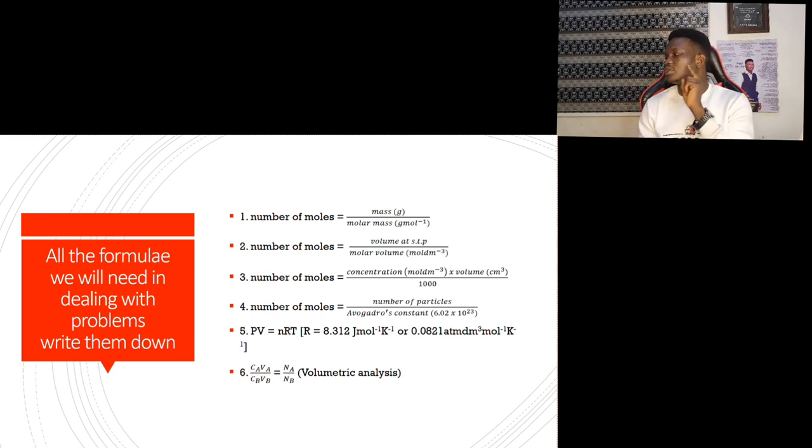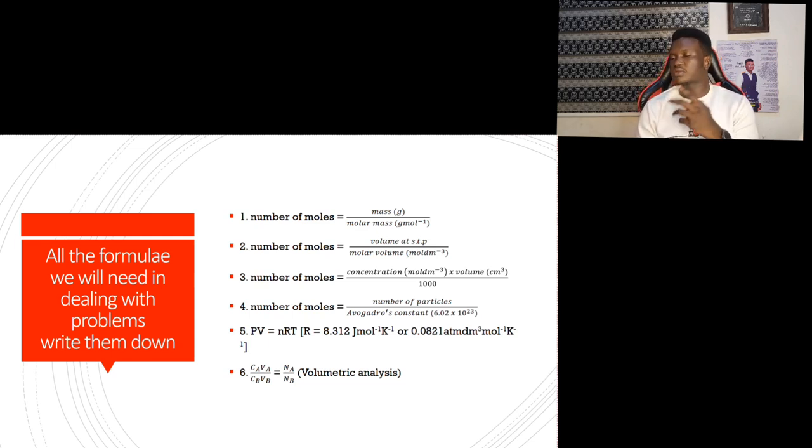Then the next one says that PV equals nRT. That's called an ideal gas equation. You learn that if you are dealing with kinetic theory. And one of the things we note about that is that it is R. You can see the units of R I have there that are used to determine what your pressure will be, what V will be, and what T and other values will be. I will solve a question with you on that so you see how it works.